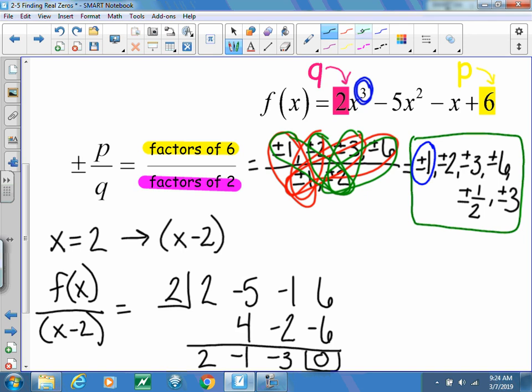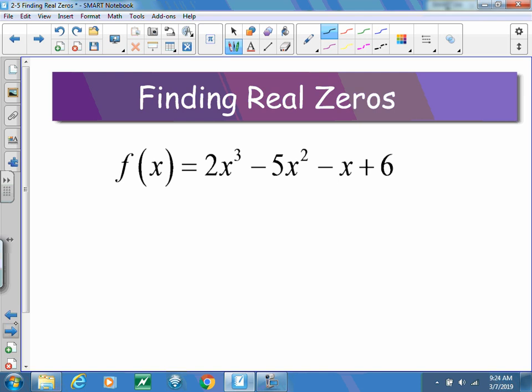So now, what has happened here is I have taken my third degree polynomial, I have divided it by x minus 2, and now I am coming up with a polynomial that is going to be a quadratic of 2x squared minus 1x minus 3. So I'm going to go back here in just a minute because I'm going to go back to this problem here. This is what we started out with.